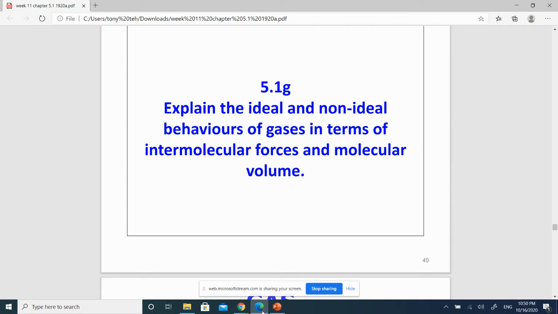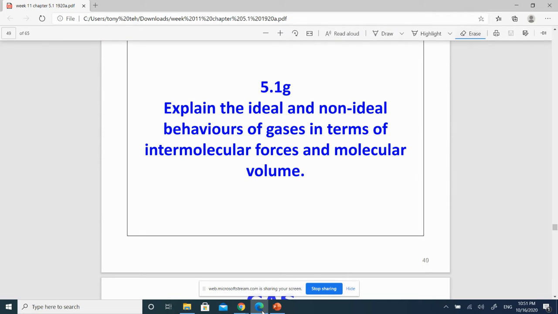Now let us continue with 5.1g. Explain the ideal and non-ideal behaviors of gases in terms of intermolecular forces and molecular volume.